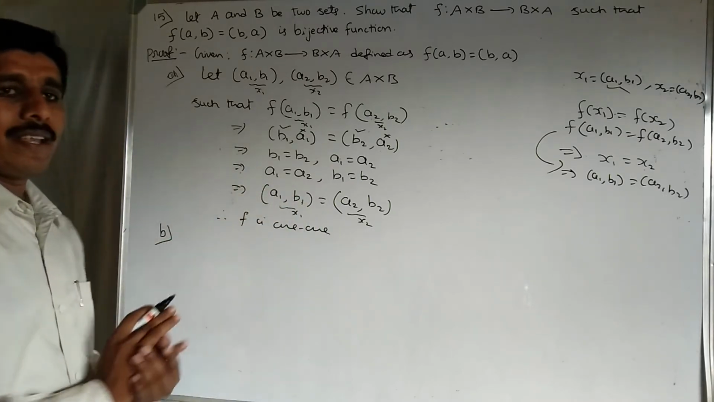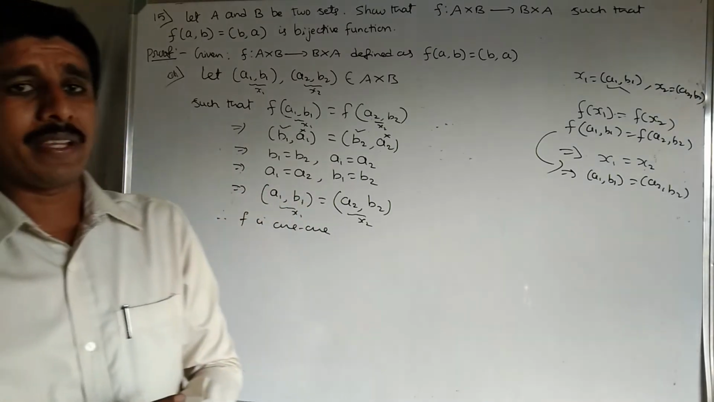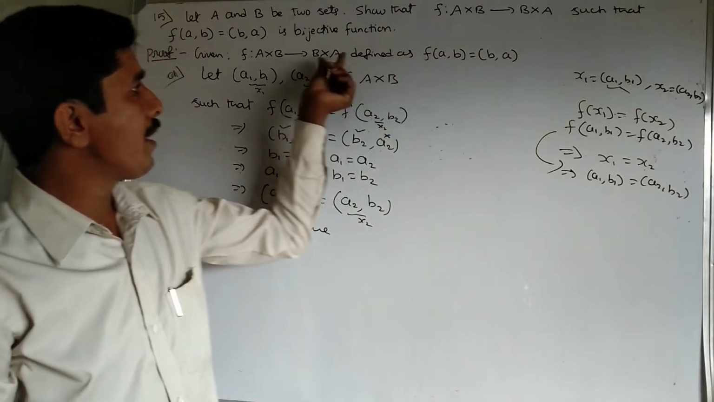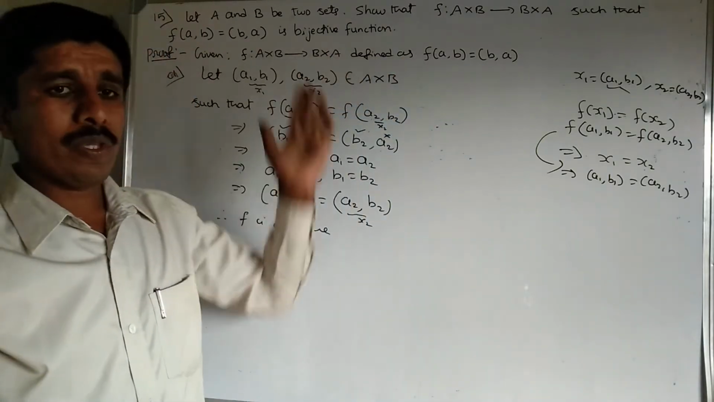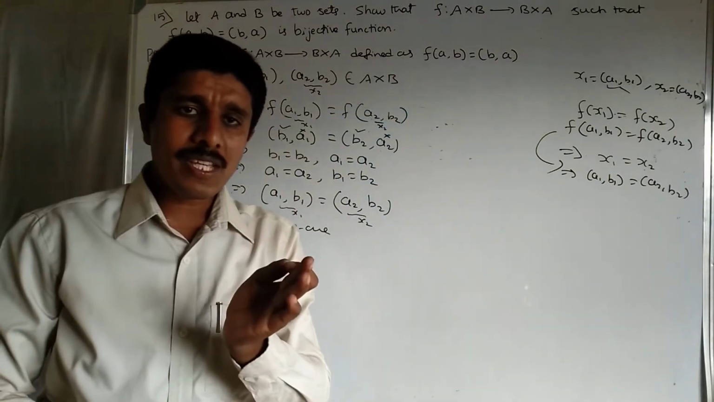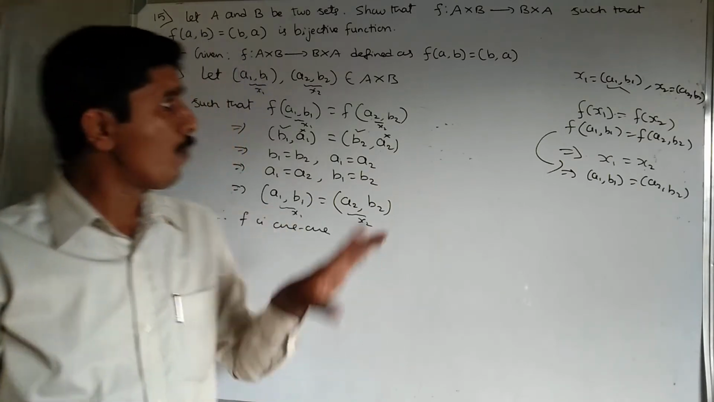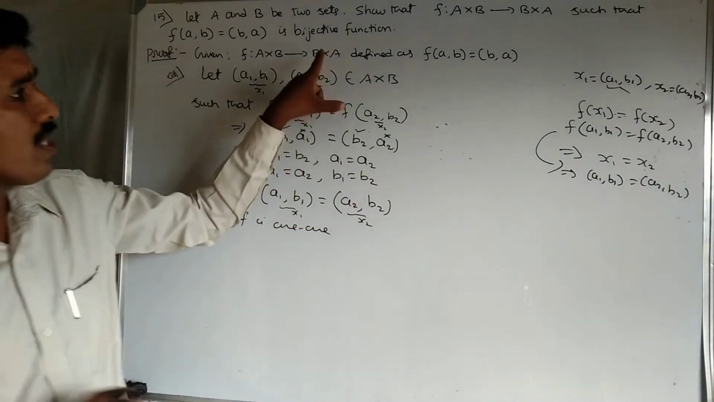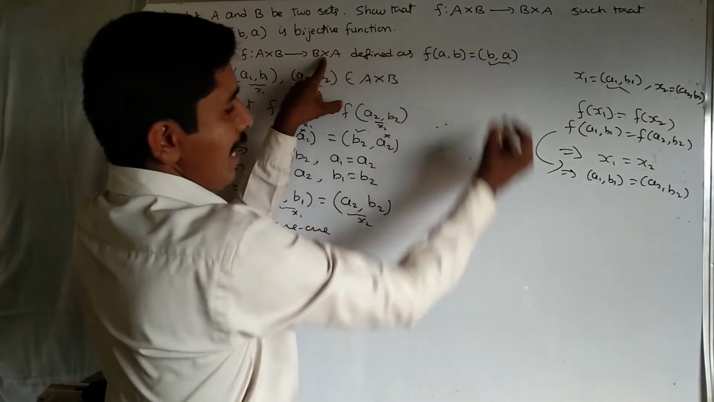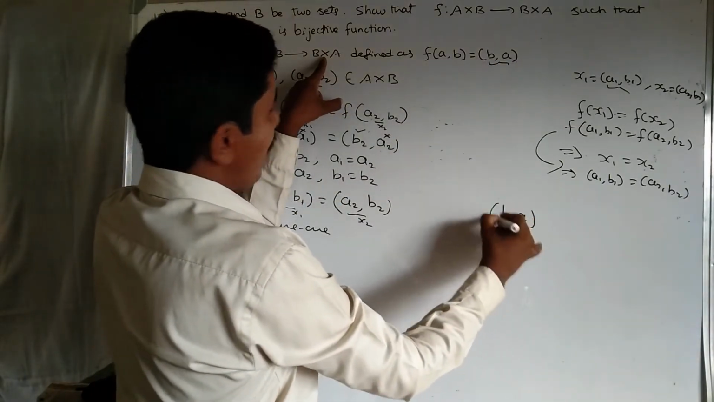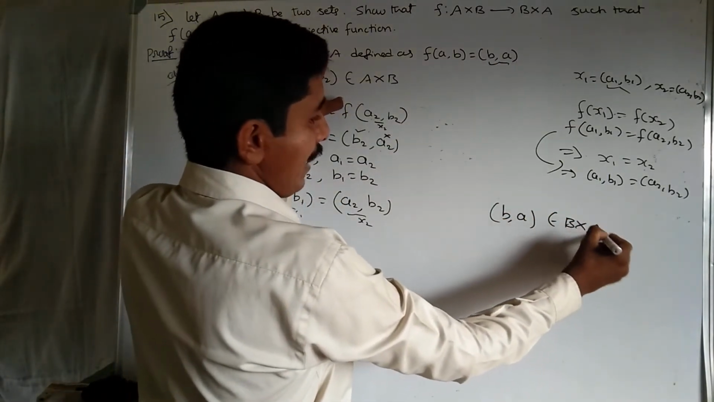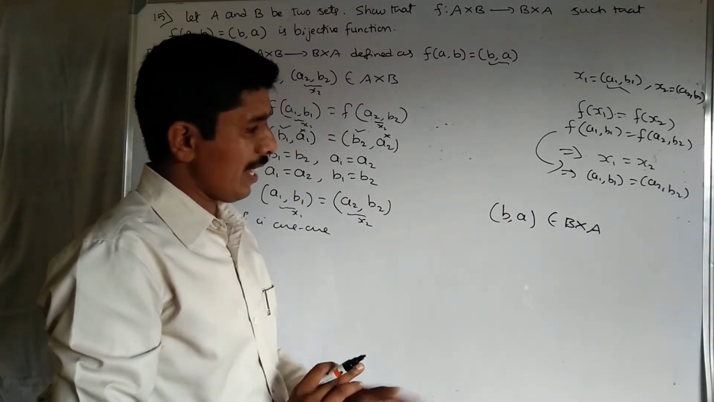Second, prove that it is onto. Onto means, mind it, take an element in the codomain. Here the codomain is B cross A. Prove that its pre-image exists in the domain, which is A cross B. Suppose we take a general range element (B, A) belonging to the codomain B cross A.